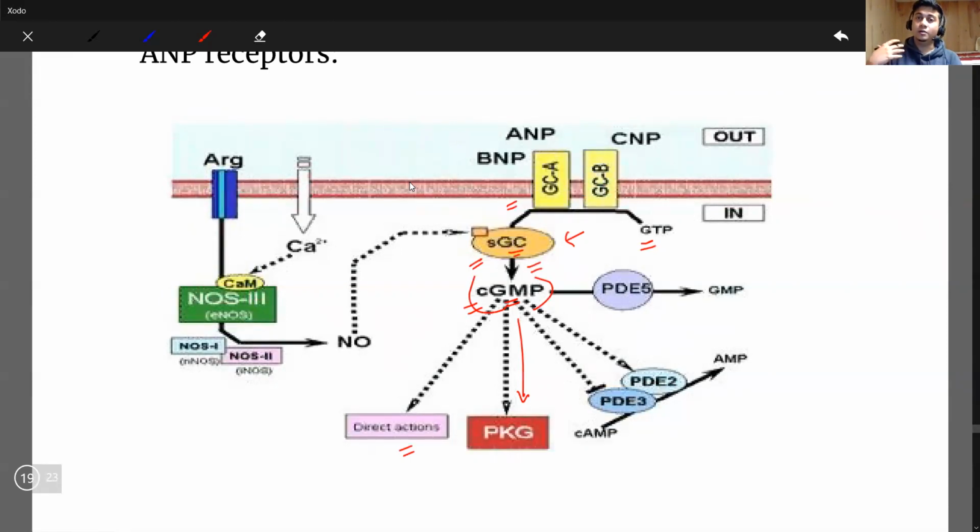That means, what is the action of the ANP? It will lead to natriuresis. That means it will lead to loss of sodium. How can it lead to loss of sodium? Maybe it will act on the renal tubular cells so that sodium is much more released into the lumen. And when it is in the lumen, the sodium goes out through the urine. That leads to natriuresis. And with sodium goes water, so the water level or the volume of the body goes down.